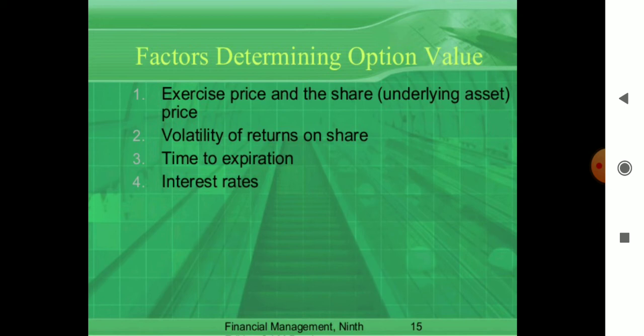Under the option, there are 4 methods to value the option. Point number 1, the binomial method. Point number 2, portfolio replication model. Point number 3, risk neutral model. Concept number 4, Black-Scholes model. Once again, I'll repeat it. The option will be valued under 4 methods.